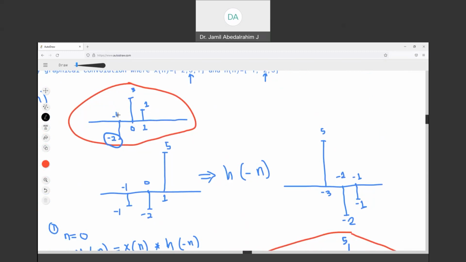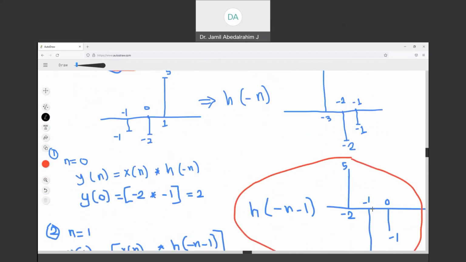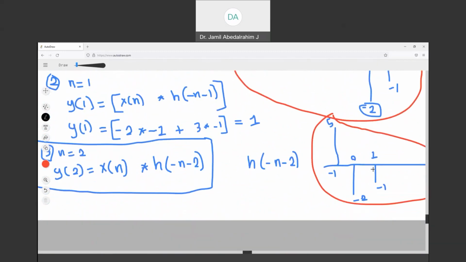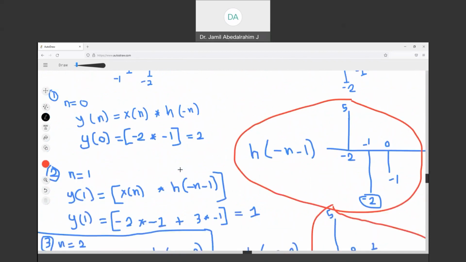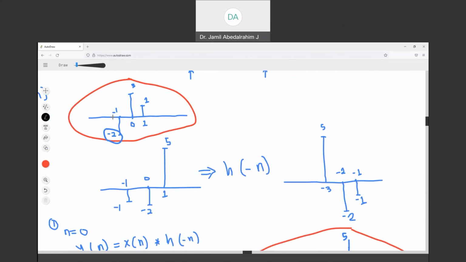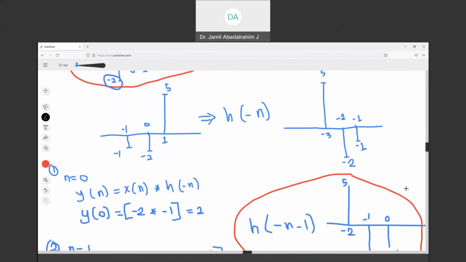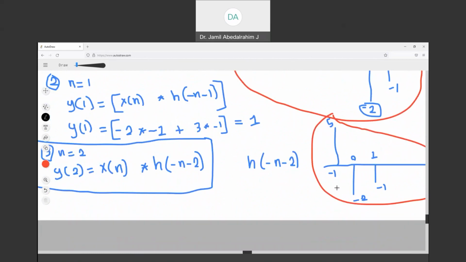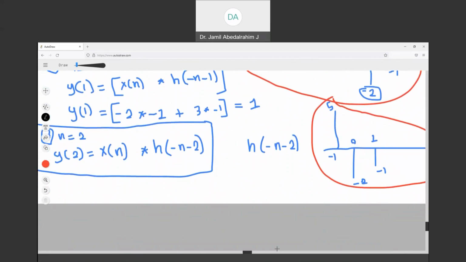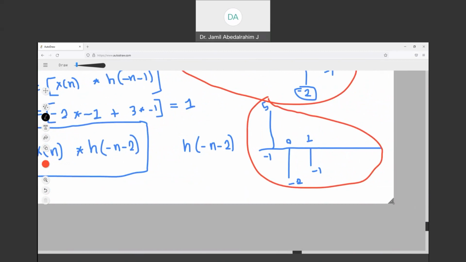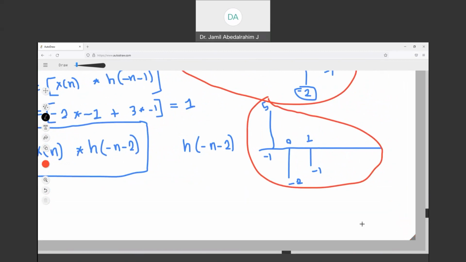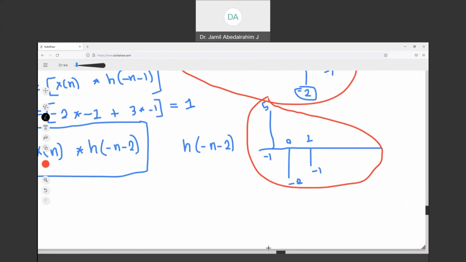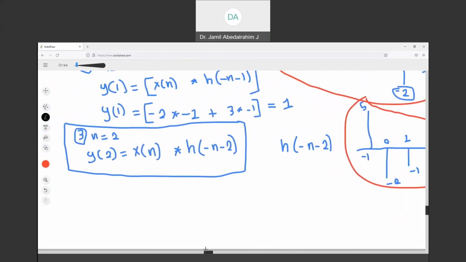Here we have at 1, and here we have at 1. Here we have at 0, there also we have at 0. And here we have signal at negative 1, and there also we have signal at negative 1. Okay, so we multiply all the signals. Here all the signals are shared with the same places, so we multiply them and we find the result.